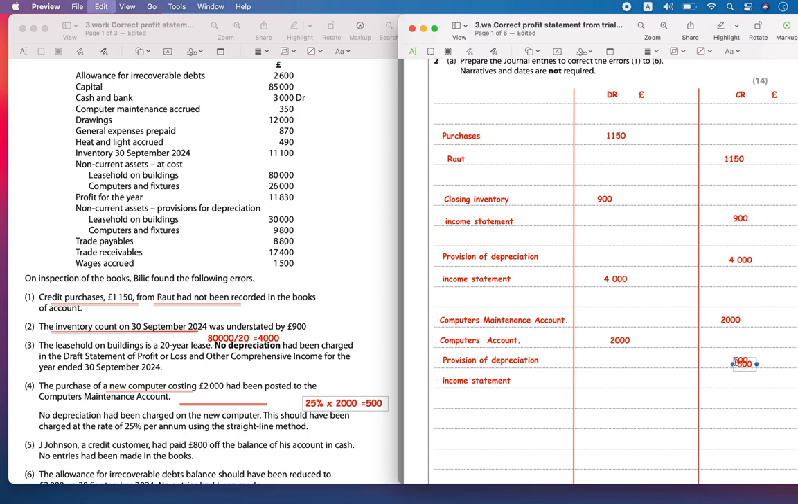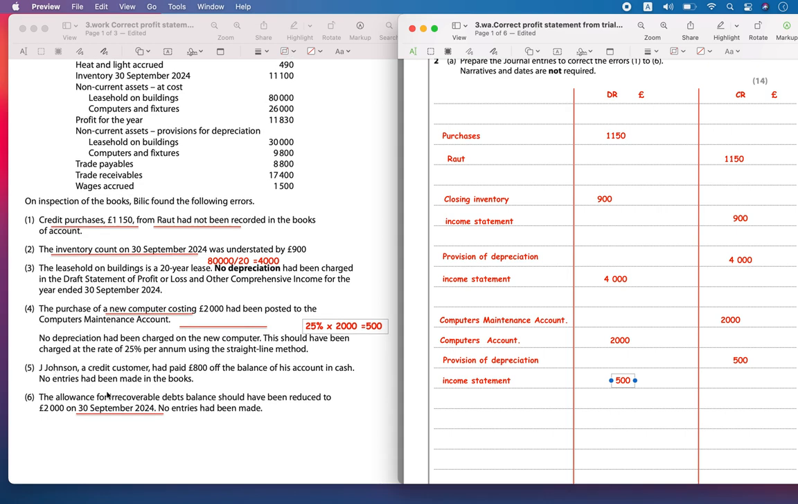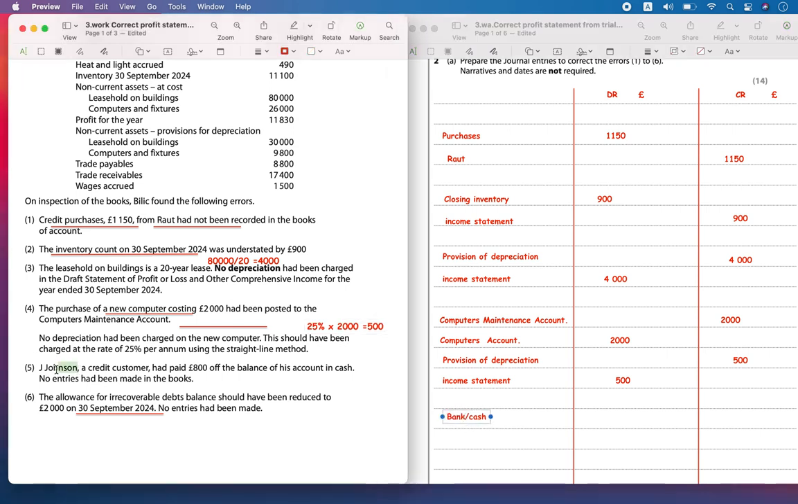Then we see that J Johnson, a credit customer, had paid 800 off the balance of his account in cash. No entries had been made in the books. So this was some cash that was paid by a credit customer. He had paid off 800 in cash, which means it affects the cash account. So this person J Johnson's account we have to also update.